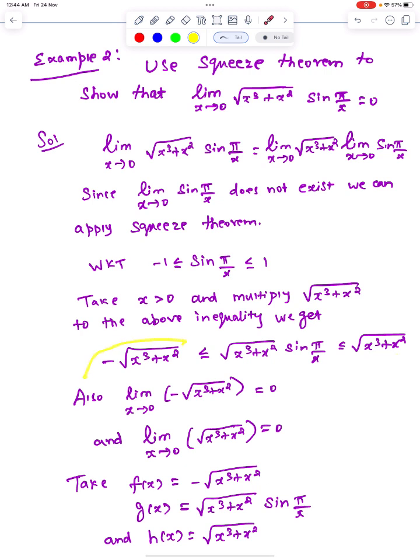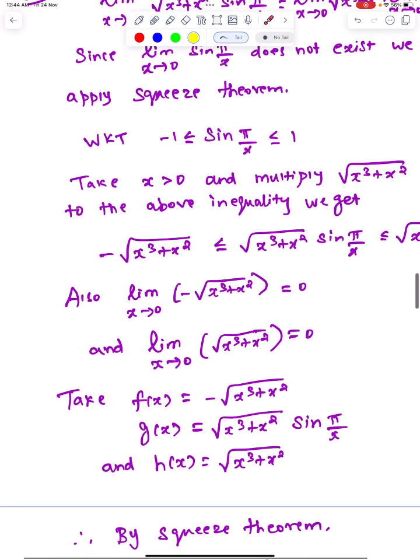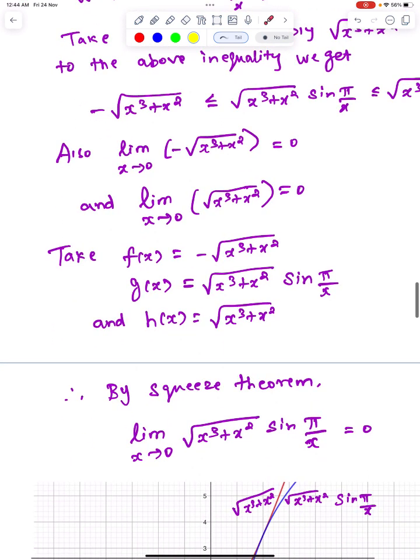And as we see, these two functions we call f of x and h of x. When you take the limit as x approaches 0, it's going to be 0, and the same for the positive side. So when we take those as f and h, obviously the middle one, g of x, which is sine pi over x times the square root of x cubed plus x squared, is going to be 0. That is true. It holds good by the principle of the squeeze theorem, right?